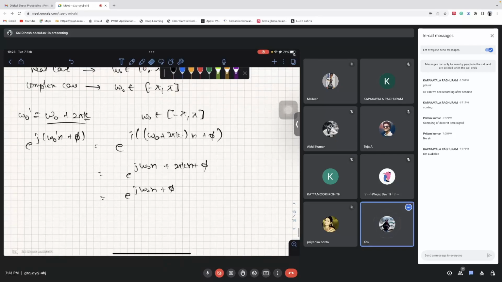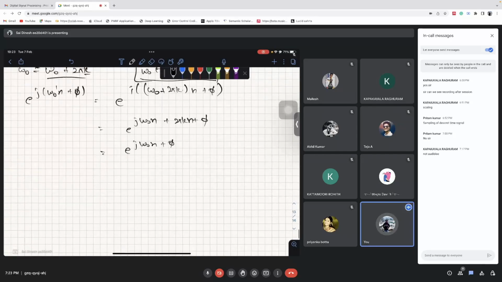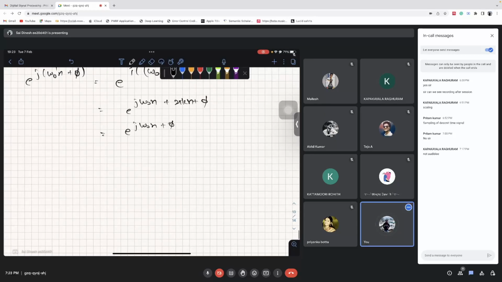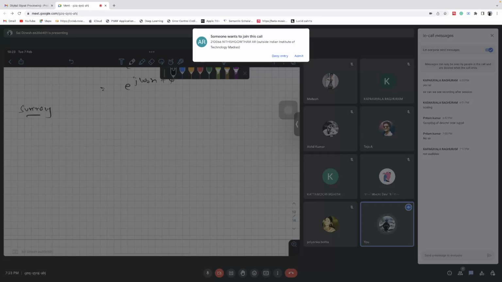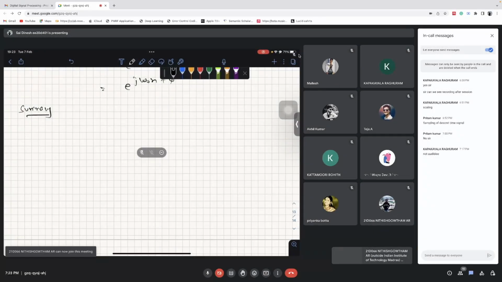So you're seeing that omega naught is in the range of minus pi to pi. This is what we have proved in the earlier case also. Omega naught can be brought to minus pi to pi, but due to the real cosine case, we could further bring it down to 0 to pi. But in the complex case, we cannot do that because we have two cos and sine terms here, right? So let me summarize once again.